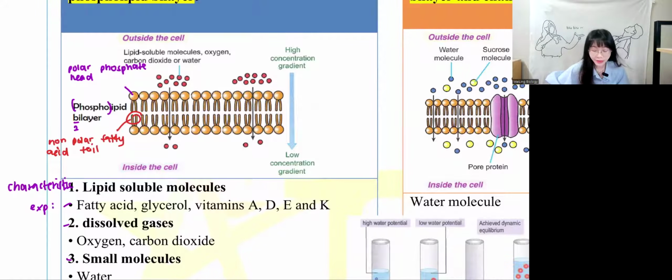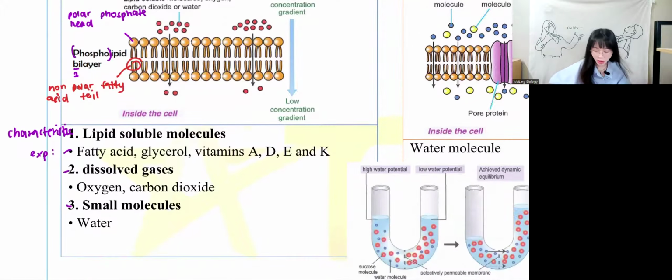Let's say your example is fatty acid. Your explanation will be because they are lipid-soluble substances. If your example is oxygen, your explanation will be because they are dissolved gases. If your example is water, your explanation will be because they are small molecules. So the 1, 2, 3 is for you to explain based on the example given. Whenever you choose examples, choose 2 examples that are in the same category.